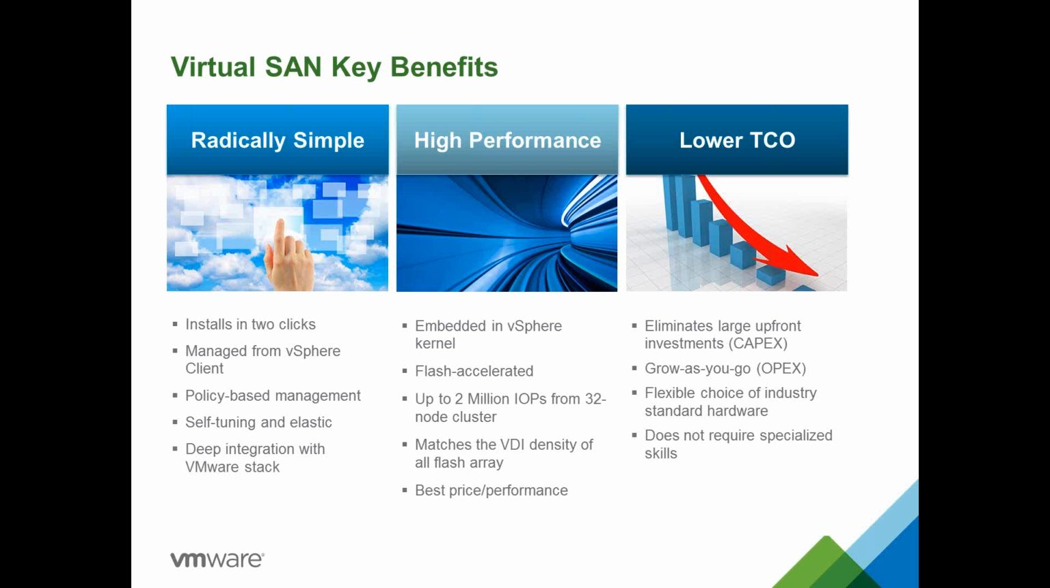And so for any of you out there who have vSphere 5.5 currently, you have access to virtual SAN. It's just a matter of purchasing the licensing for it and being allowed to install and implement it. As I've already mentioned, this is also managed from the vSphere client, and we have policy-based management. Virtual SAN is self-tuning and elastic, and it's extremely easy to scale as well. You can scale up by adding additional capacity and performance to a single host, or you can simply add new hosts for additional capacity and also additional performance.